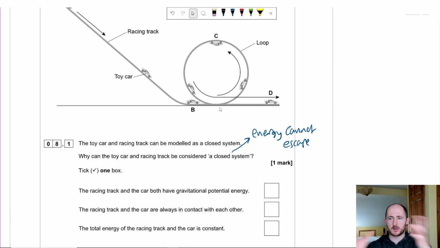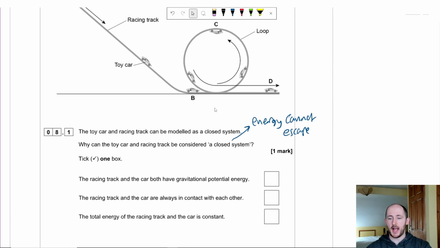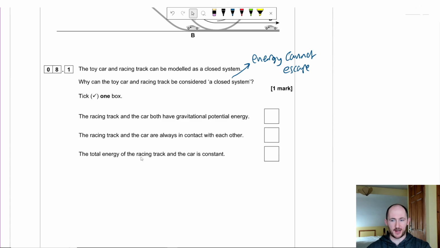Okay? Which means the total energy can be said to be constant. And the reason for that is the total energy of the racing track and car is constant. So again, when you have a closed system, it means energy doesn't escape out from it, which means the total energy of the system is constant and never changes.